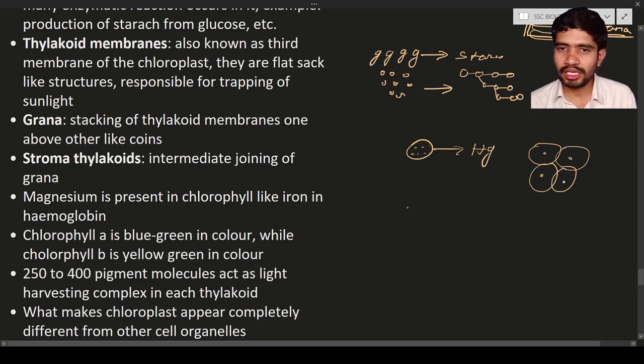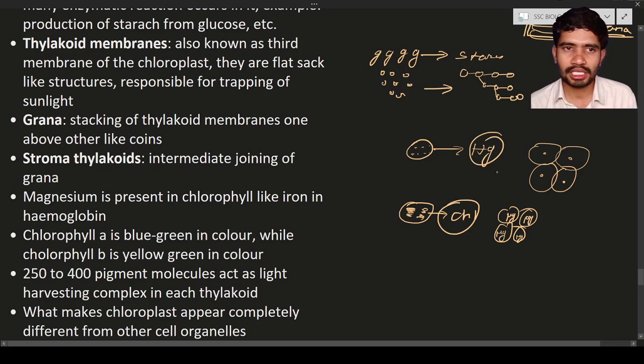In the same way, the chloroplast has the chlorophyll. Chlorophyll is present in the chloroplast, and this chlorophyll also contains subunits. Instead of iron, they have magnesium. That is the difference between hemoglobin and chlorophyll. Again, we will discuss the difference in the second chapter.